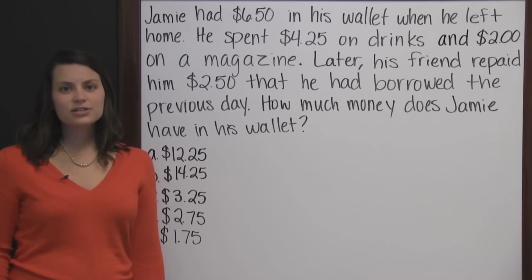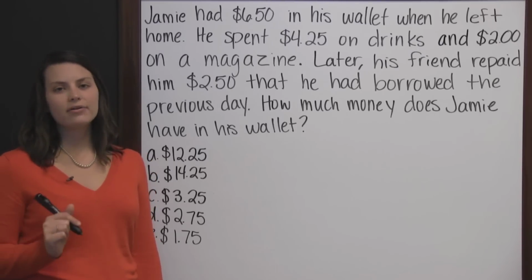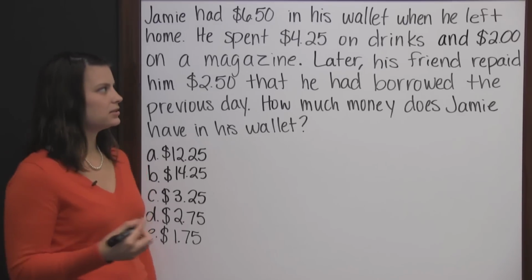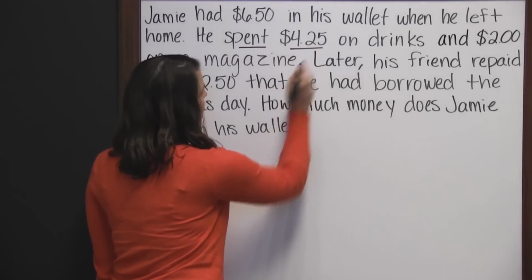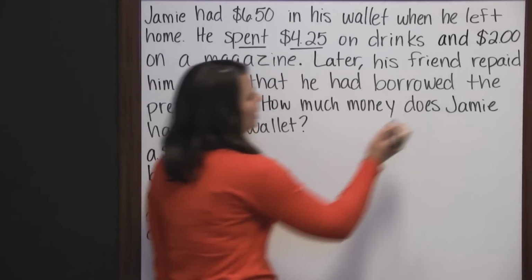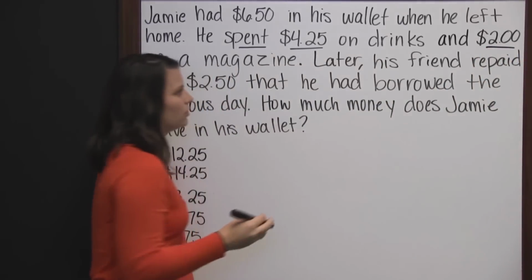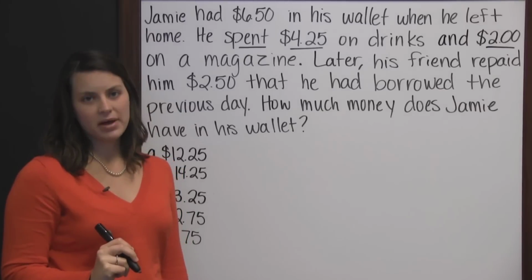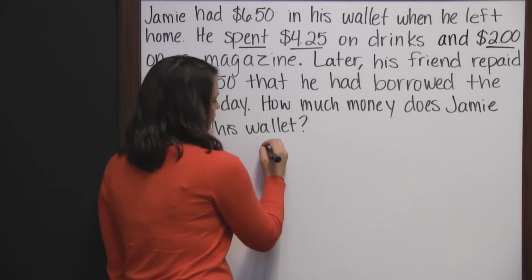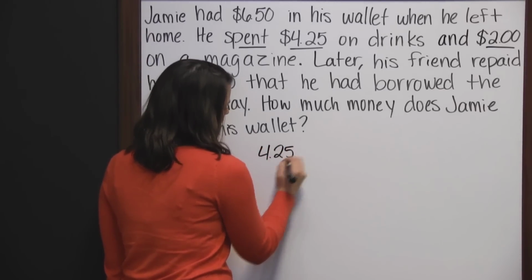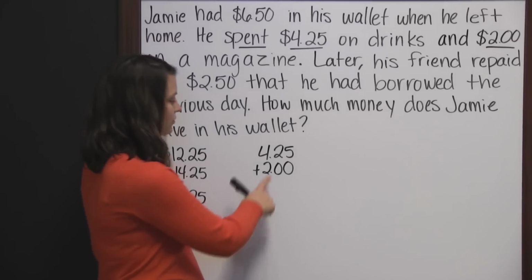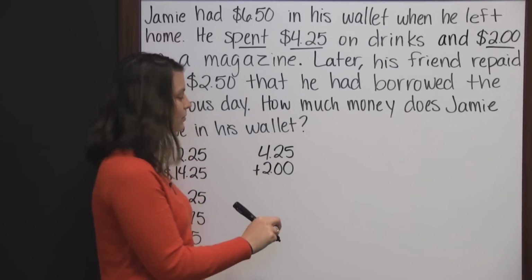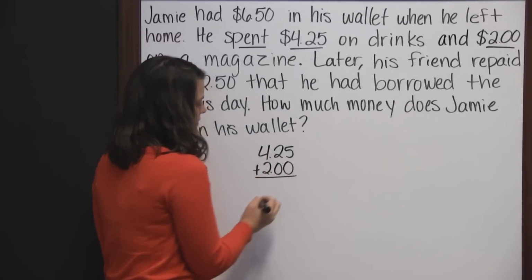So the first thing I'd like to do is find the total amount of money that Jamie spent. And I see that he spent $4.25 and $2. So to find the total amount of money he spent, I need to add $4.25 plus $2. And it's very important that whenever you add numbers with decimals or subtract numbers with decimals, that you line up the decimals.